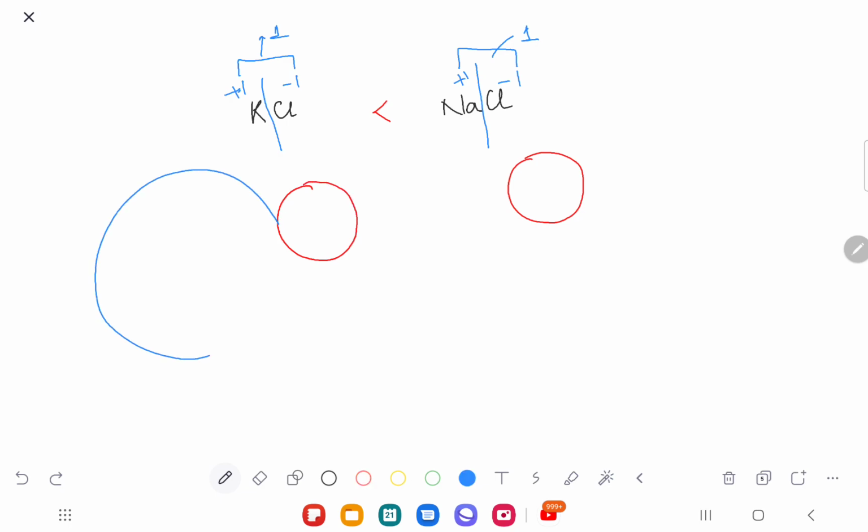Potassium would be a bigger circle like this. And sodium would be a little smaller. So thereby the force of attraction between the cation and the anion is very high. Do you understand?